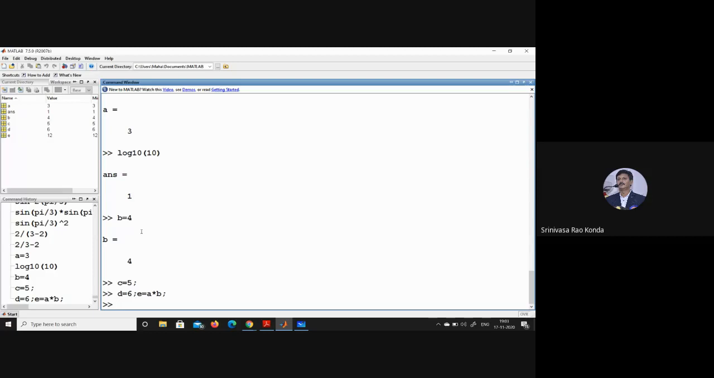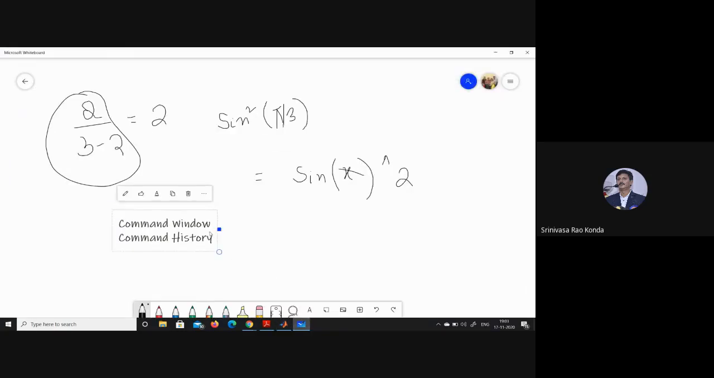Now I'm going to give one command. Now we are familiar with one more window. So this is called command window. This is called command history. This is called workspace. We are familiar with three windows now.